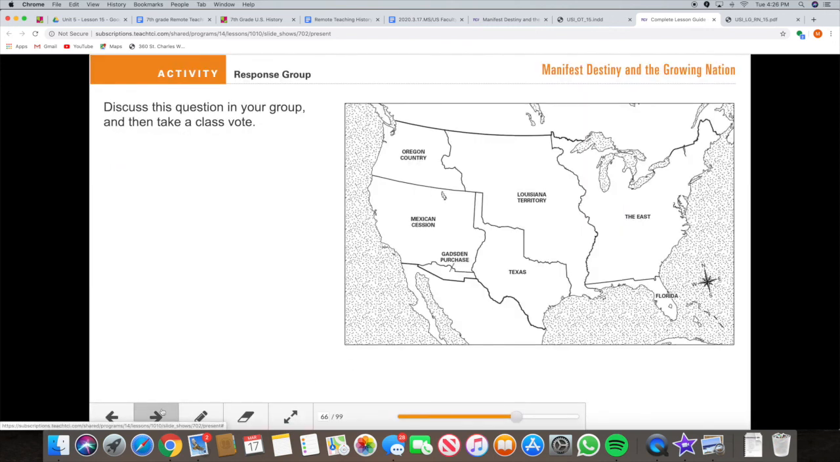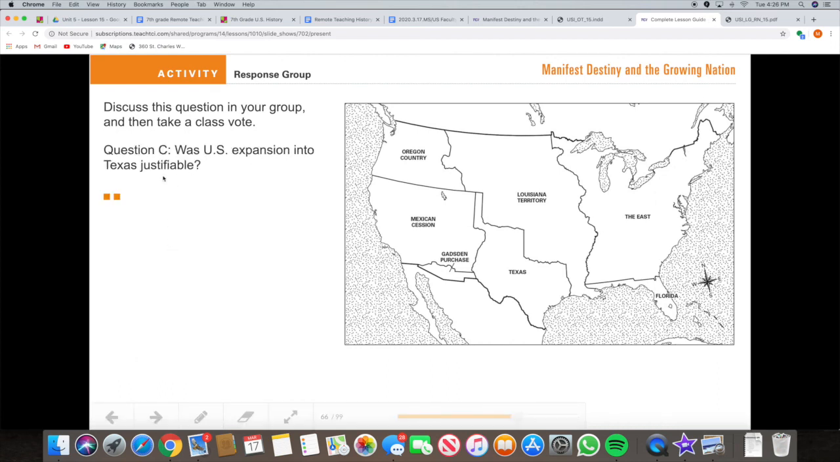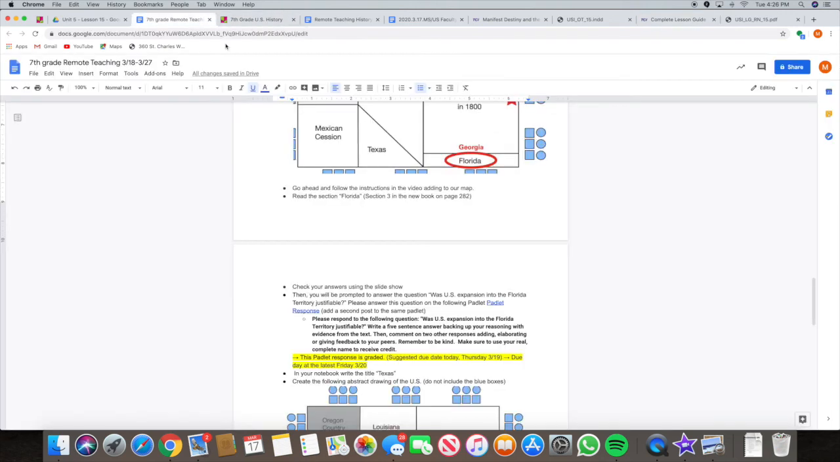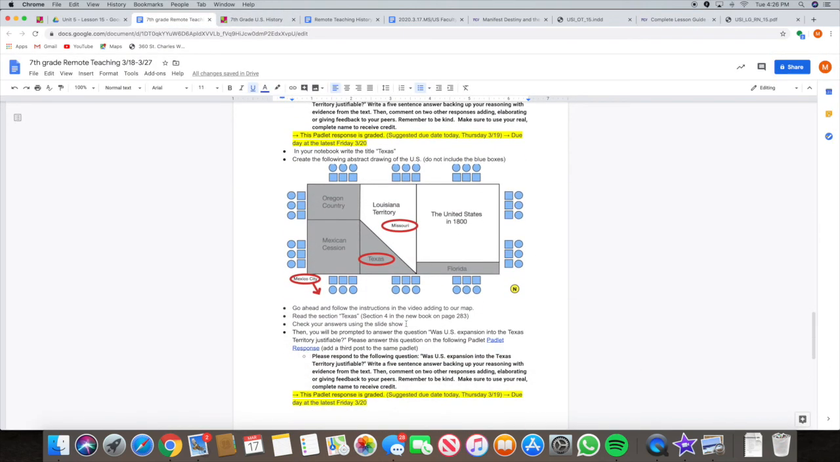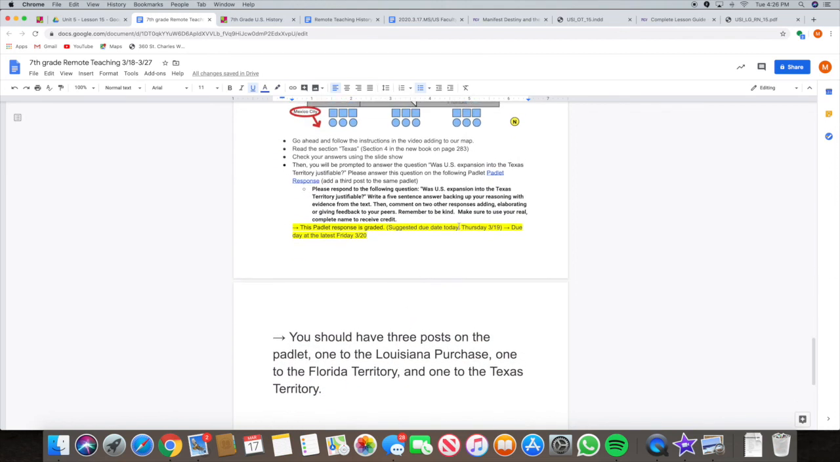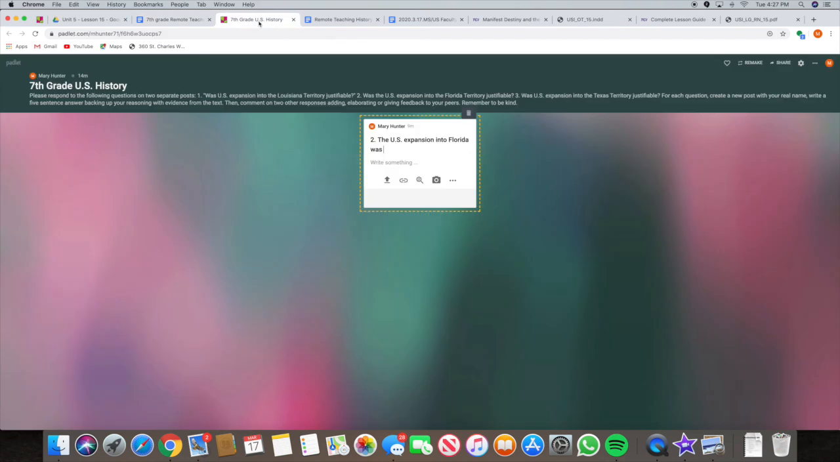Okay, and now we are back to the Padlet. So we're talking about Texas this time. The question again is, was the U.S. expansion into Texas justifiable? Was it A-okay? So again, to get to the Padlet, maybe you still have it open just like me. If you don't, go to my document and click on the Padlet link here. So this will be your third response here, okay?